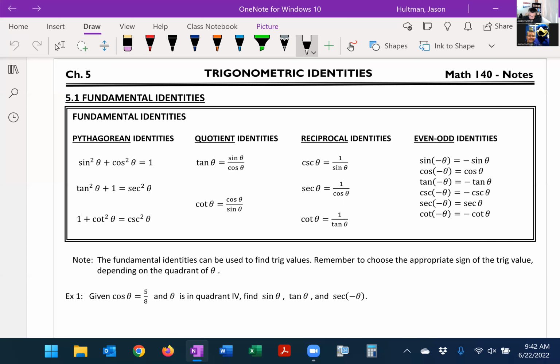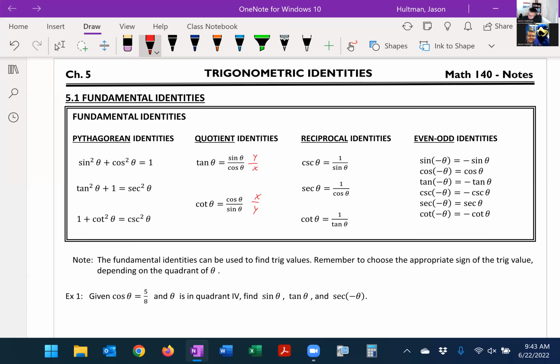I think we've talked about that one before. Cotangent of theta is cosine over sine. So keep in mind, tangent is like y over x, and cotangent is like x over y. Cosecant is 1 over sine. Secant is 1 over cosine. These are reciprocal identities. And cotangent is 1 over tangent theta.